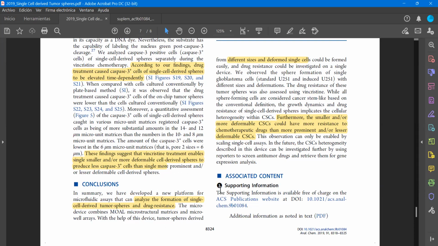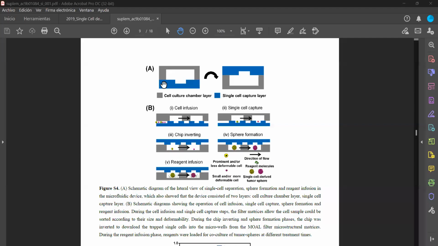All right, and just to finish, I wanted to show you the supplementary information, which was very interesting. This graphic, the figure S4. Here it is. And here you see a lateral view of the cell culture chamber layer, which is depicted in gray. And in the first stage, when they introduce the cells, here is where cells are going to locate.